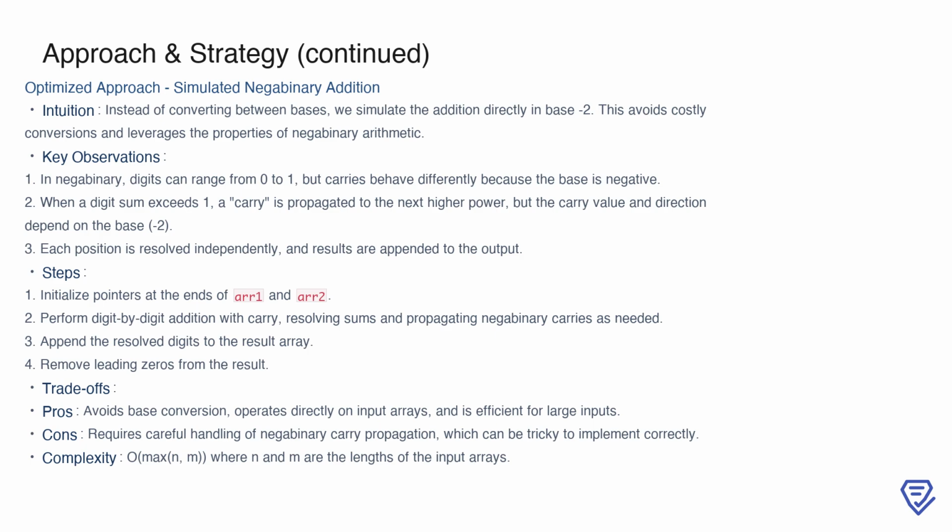To implement this approach, we start by initializing pointers at the ends of the input arrays and proceed with digit-by-digit addition, carefully resolving sums and propagating carries as needed. The resolved digits are appended to a result array, and any leading zeros are removed at the end. This method is efficient because it operates directly on the input arrays without intermediate conversions, making it well-suited for large inputs. However, it requires careful handling of carry propagation, which can be tricky to implement but is manageable with a systematic approach. Importantly, this strategy achieves a linear time complexity relative to the size of the inputs, ensuring scalability.